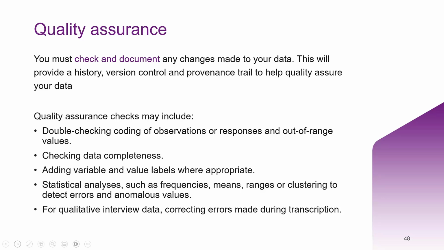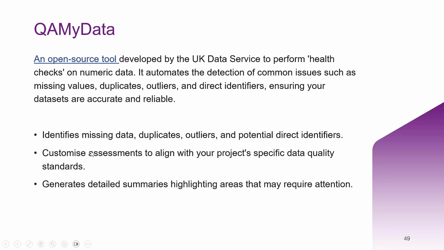Quality check assurance may include double checking coding of observations or responses and the out of range values, checking data completeness, for quant data, adding variables and value labels, statistical analysis. We're doing some frequencies, means, ranges. For qualitative interview data, correcting errors made during the transcription, and they do happen more widely than we would like.